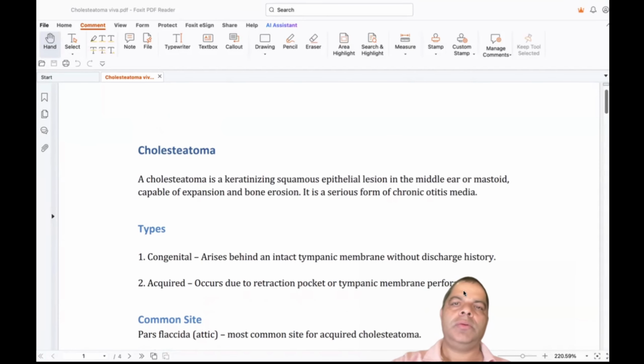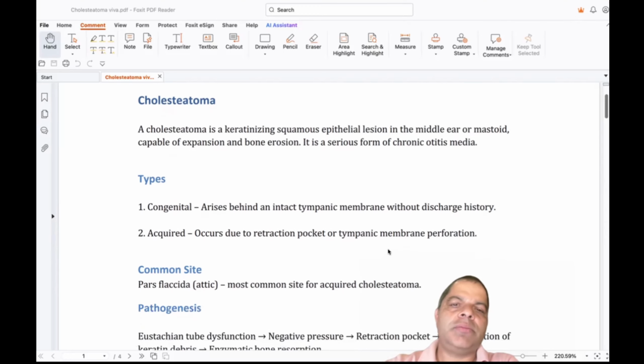Namaste everyone. Today I am talking about cholesteatoma. It is an important topic in MBBS in the viva. Let's talk about the important concepts inside cholesteatoma.